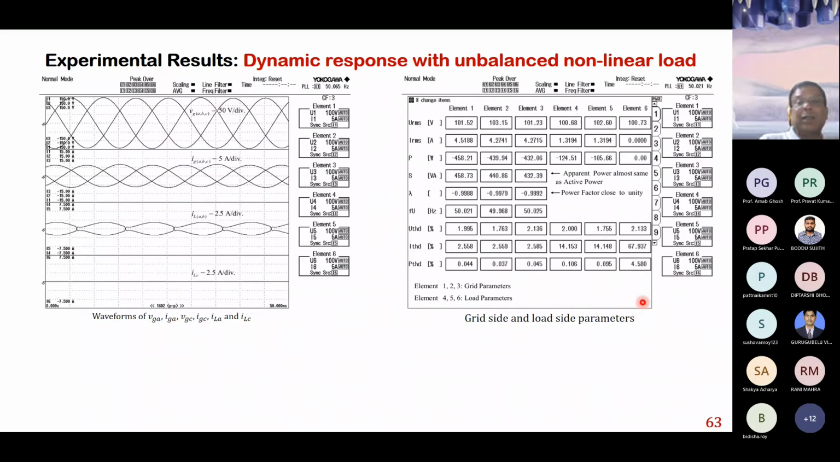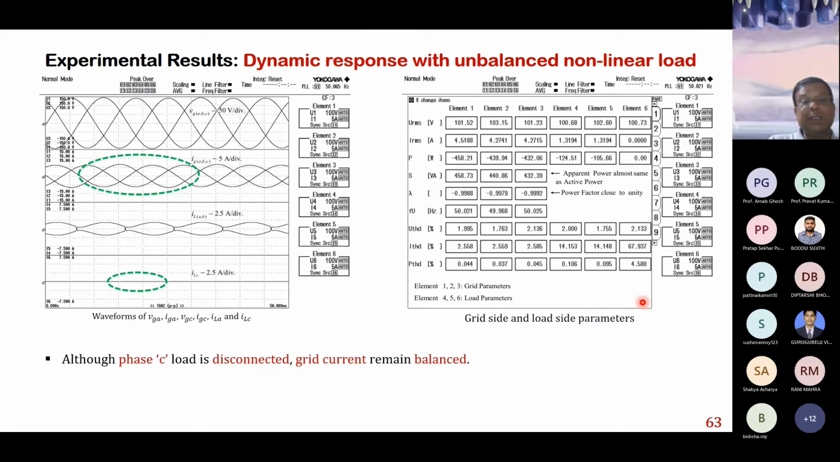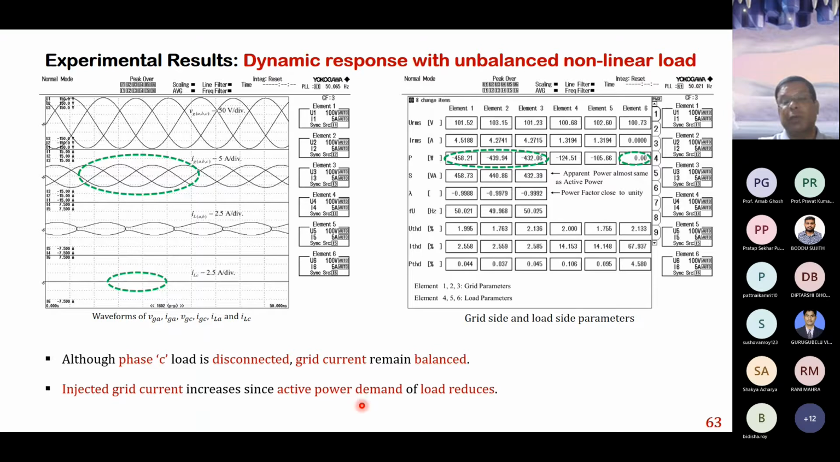And this is the unbalanced load dynamic response. During unbalanced load, as a phase is disconnected, grid current remains balanced. Injected grid current increases since the active power demand of the load reduces.